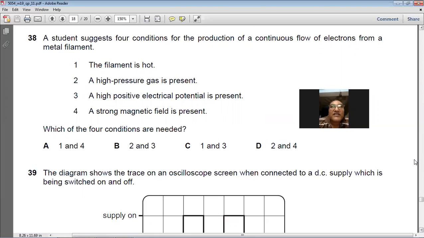A strong magnetic field is present. No. Which of the four conditions are needed? We need one and third. C is the right option. We need a hot filament, so the thermionic emission can take place, and we need an anode which is at very high potential. Anode is positive. So one and third. C is the right option, sir.